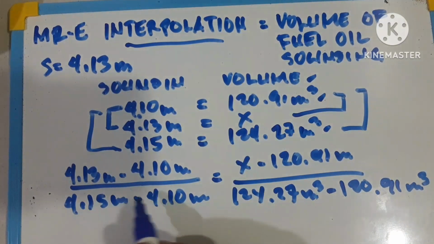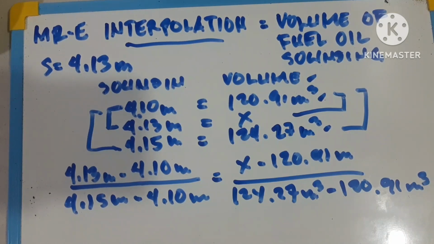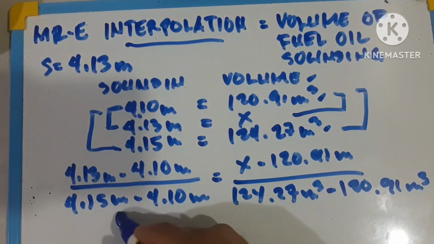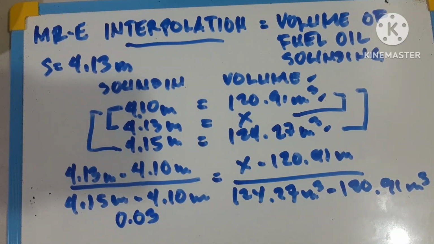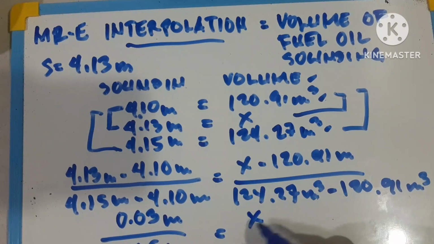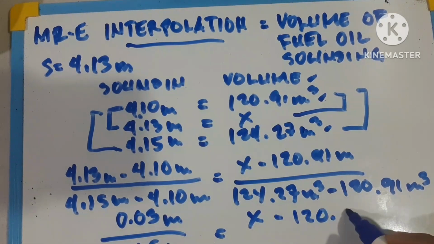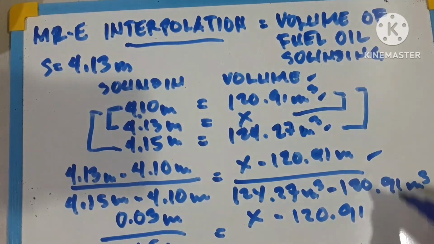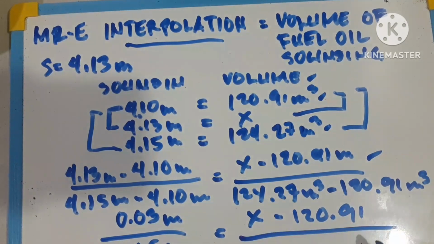So 4.13 minus 4.10 is equivalent to 0.03 meter divided by 0.05 meter. This is x minus 120.91, so we keep that. And then below, 124.27 cubic meter minus 120.91 is equivalent to 3.36 cubic meter.